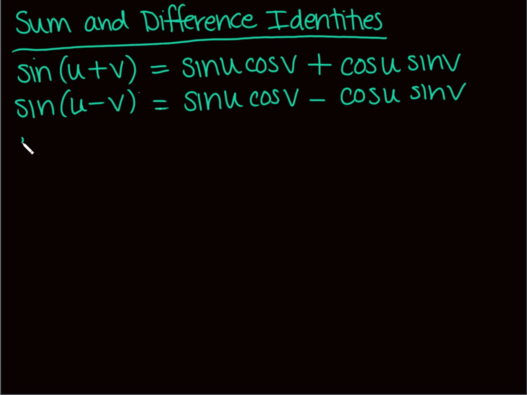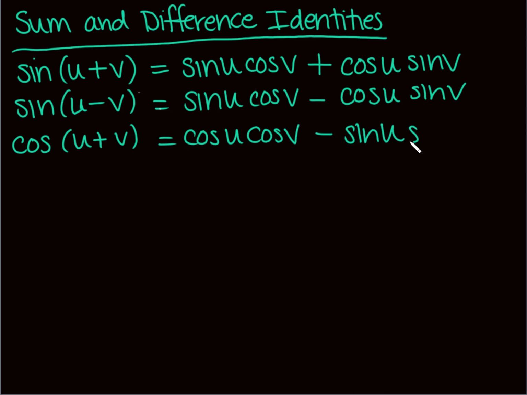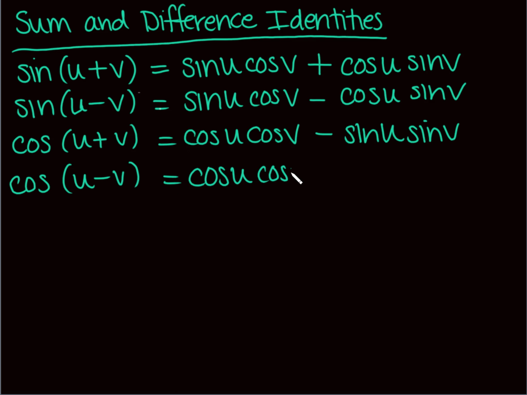Cosine we already found, but let's write those down again. Cosine of u plus v. You're going to do the cosines together, cosines first, then the opposite sign, and then the sines. If that isn't confusing you, man, props to you. Cosine of u minus v. Again, cosines first, cosine u, cosine v, but different sign, plus sine u, sine of v.